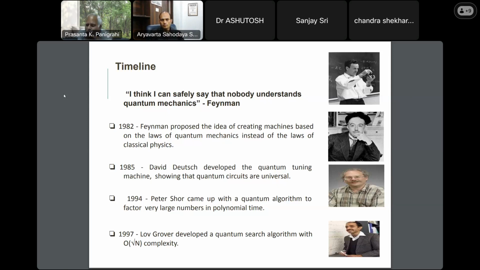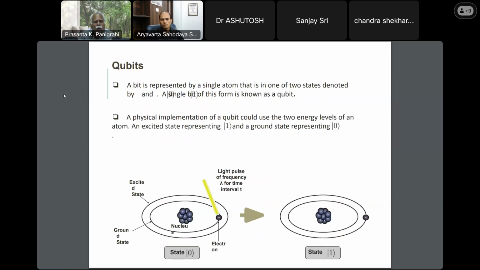And to the best of my knowledge, I don't see any algorithm which has conclusively shown that quantum has an advantage. In fact, Google announced $5 million a few weeks back if you can actually show quantum advantage of some algorithm. So young people, you have a great challenge. Very nice. So what are these qubits?